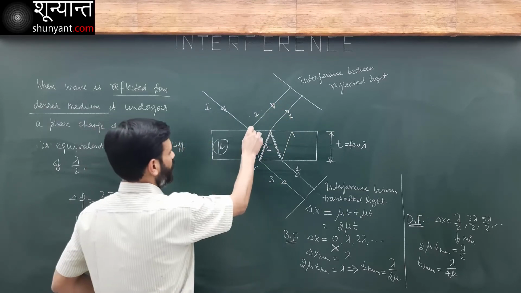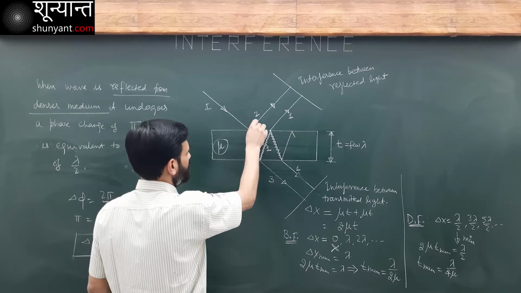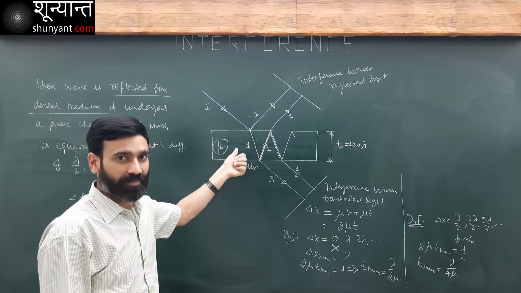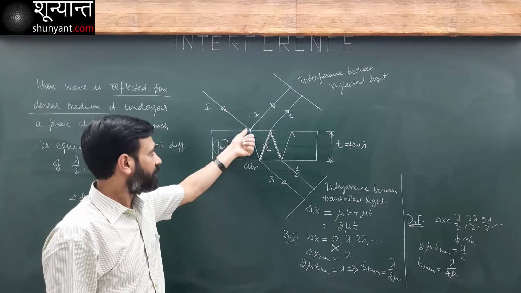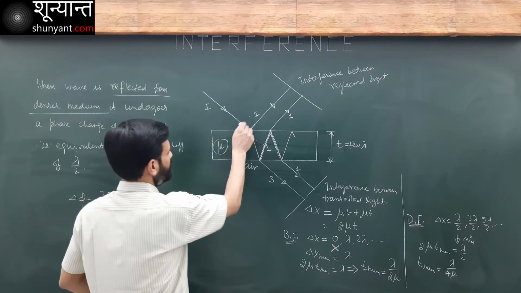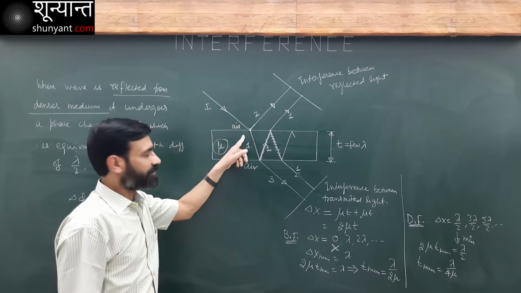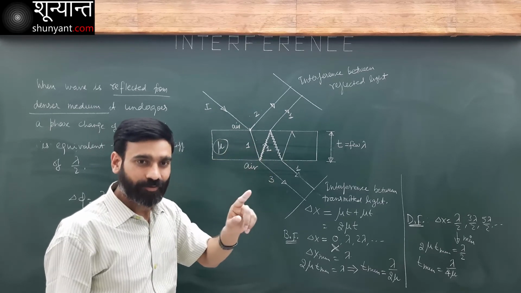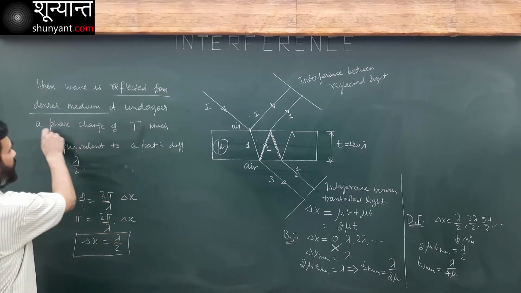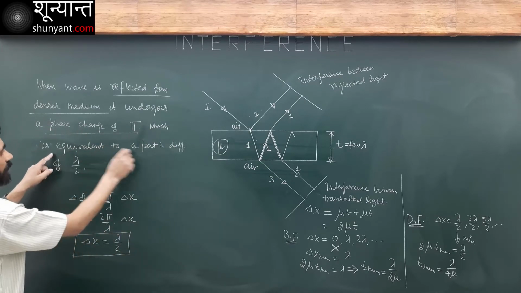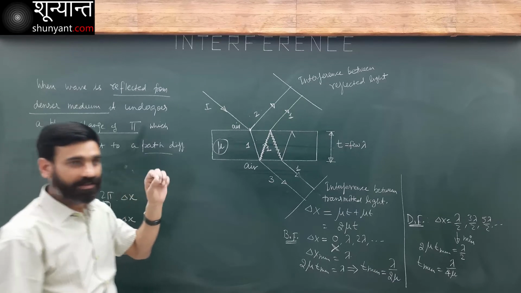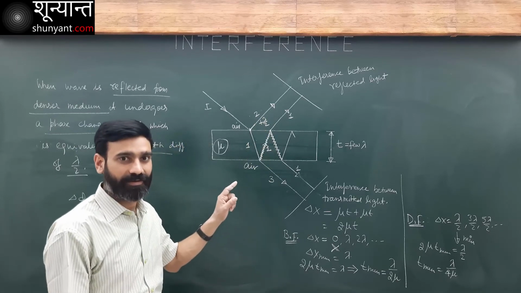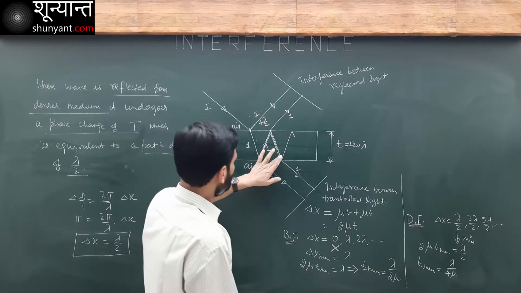Now, if you compare the second wave and the first wave. At this point, this light is reflected from a denser medium. This is air here, and this is a denser medium here. Now this will immediately undergo a phase change of pi, which is equivalent to a path difference of lambda by 2. That means a path difference of lambda by 2 is already created here.